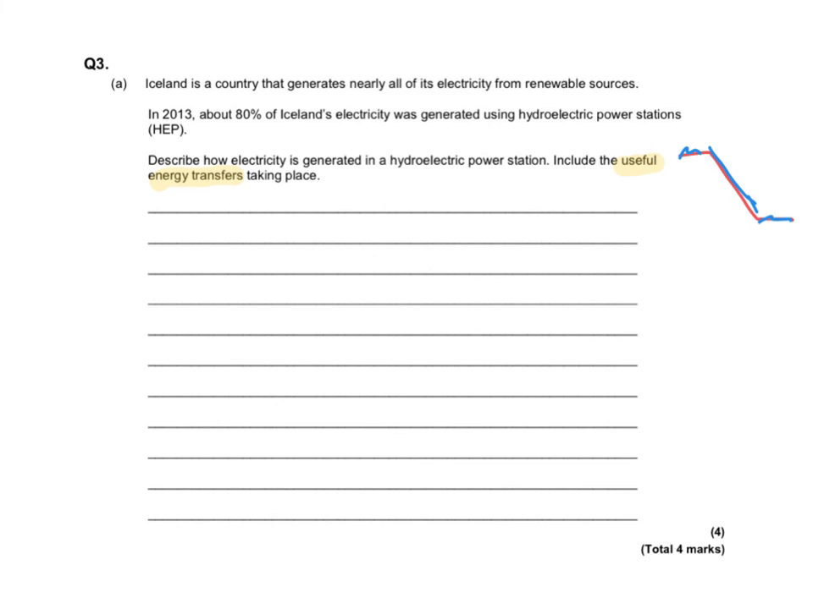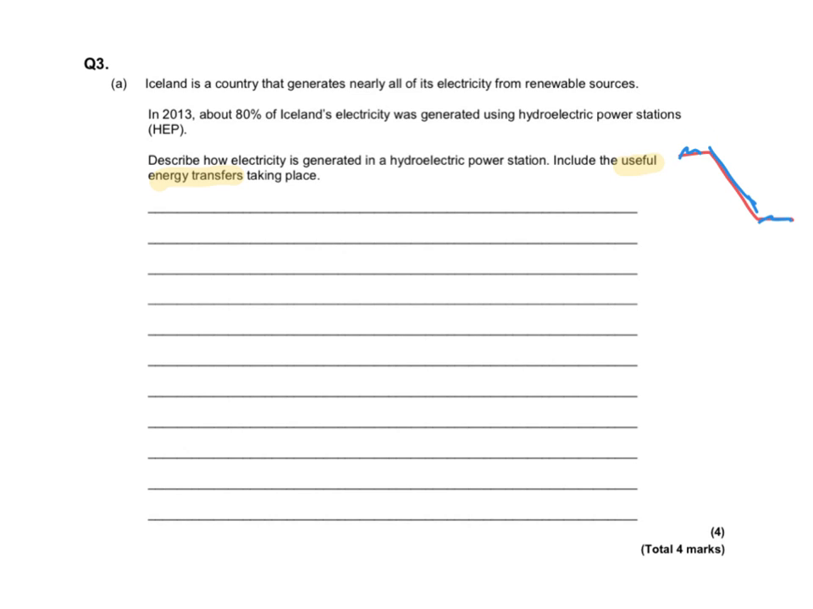Okay, so you can see over here, I've just done a quick sketch to remind ourselves of what hydroelectric power stations are and how they work. So we have water in a top dam, a high dam. That water will then fall into a lower dam. And as it falls, it will turn a turbine, and that will drive a generator, and the generator will produce electricity. So that's the process we want to talk through. That's how electricity is produced. We also want to mention the useful energy transfers.